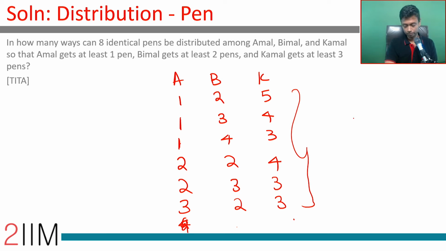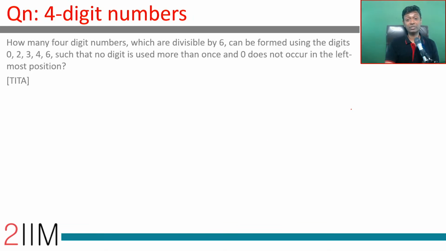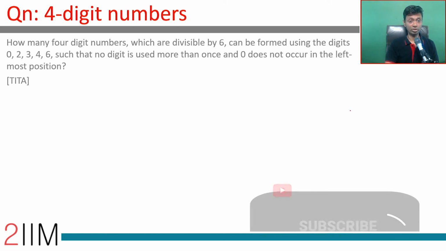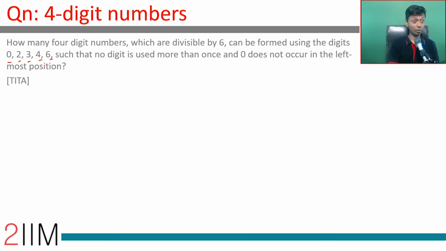Both work, obviously. How many 4-digit numbers which are divisible by 6 can be formed using the digits 0, 2, 3, 4, 6, such that no digit is used more than once, and 0 does not occur in the leftmost position? We're looking at 4-digit numbers, right? So there are 5 digits here. Out of these 5, one should be left out. It should be a multiple of 6. That means it should be a multiple of 2 and a multiple of 3. So it should be an even number that's also a multiple of 3.